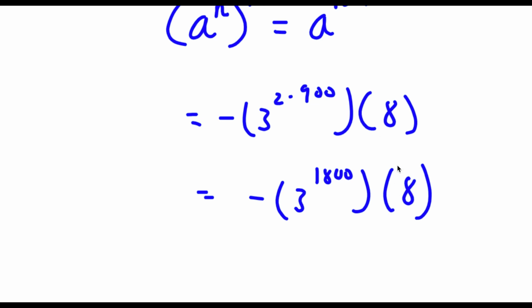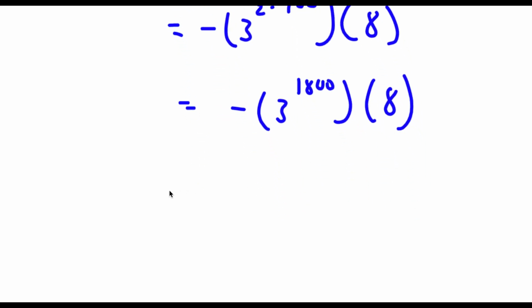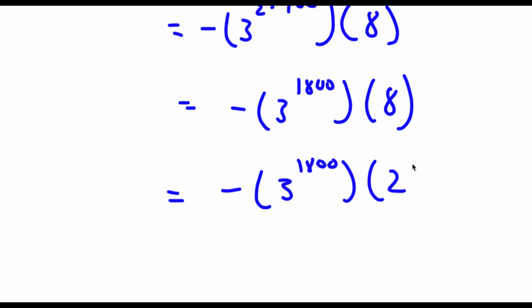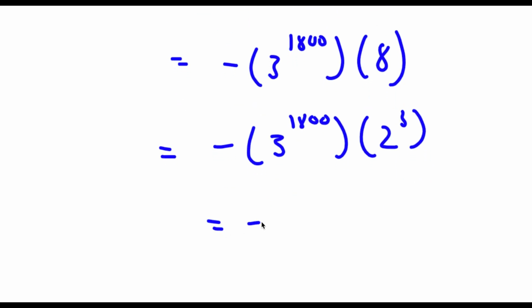Now 8 I can rewrite as 2 to the power of 3, because we're trying to keep this as the simplest form as possible. So now I have negative 3 to the power of 1800 times 2 to the power of 3. So our answer here is negative 3 to the power of 1800 times 2 to the power of 3.